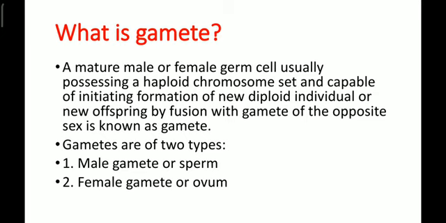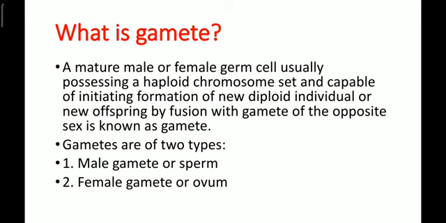To understand our topic clearly, you should have some idea of what gametes are. A mature male or female germ cell, usually possessing a haploid chromosome set and capable of initiating the formation of a new diploid individual or offspring by fusion with a gamete of the opposite sex, is known as a gamete. So from this definition we can understand that a gamete contains a haploid set of chromosomes, and when two opposite gametes fuse together they form a diploid individual or new offspring.